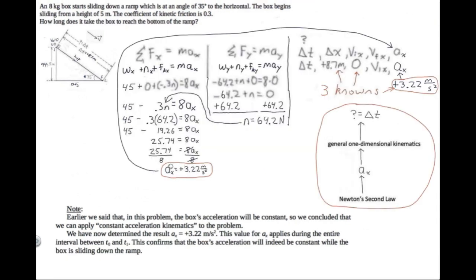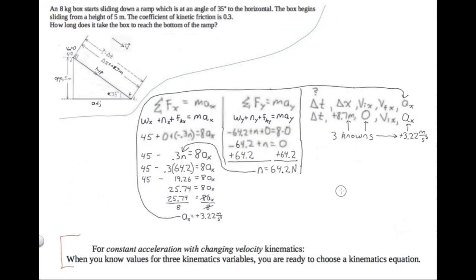Now we substitute our result for a sub x into our kinematics setup. Remember that our plan all along was to use a sub x as the connecting link between Newton's second law and kinematics. At this point, we now know values for 3 of the kinematics variables. And when we know values for 3 kinematics variables, that's when we're ready to choose a kinematics equation. The quickest way to choose a kinematics equation is to identify the kinematics variable which we do not care about.